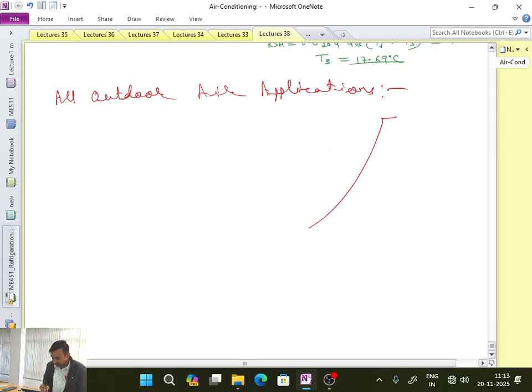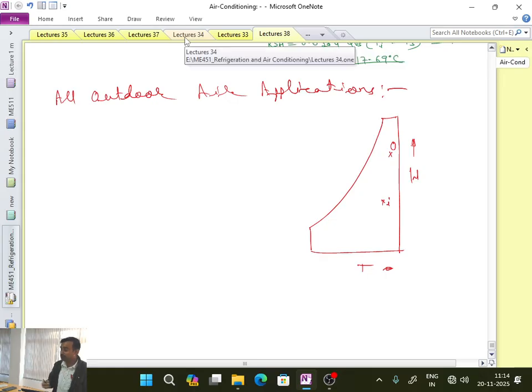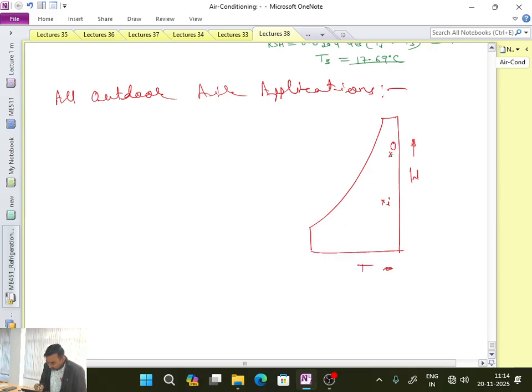However, if we try to see the process on the psychometric chart, it is something like this: this is my outdoor state, this is my indoor state. Now as I told you, we are not doing any mixing of the outdoor and the indoor air, because indoor air is completely sent outside and outdoor air is completely passed over the cooling coil. Therefore, the outdoor air will be directly passed over the cooling coil and there will not be any contact of outlet air and the inlet air. That's why we will not be able to join the line in between O state and I state.